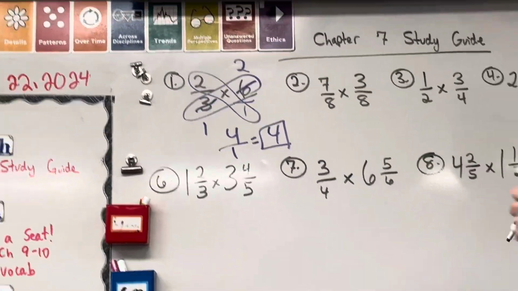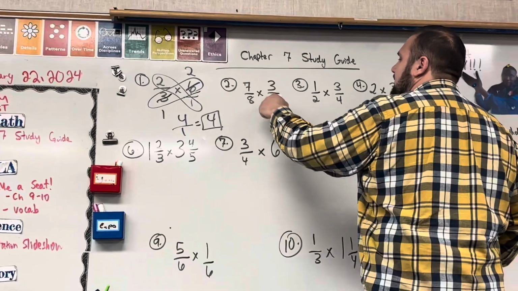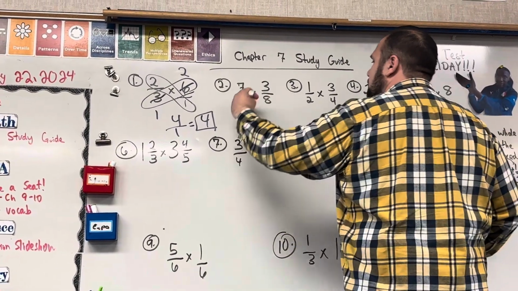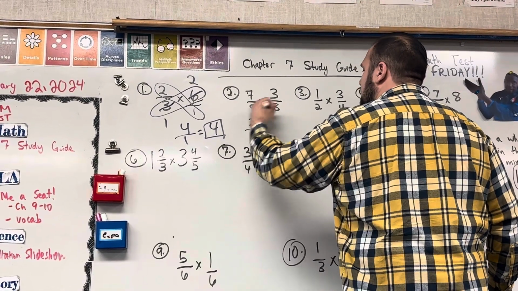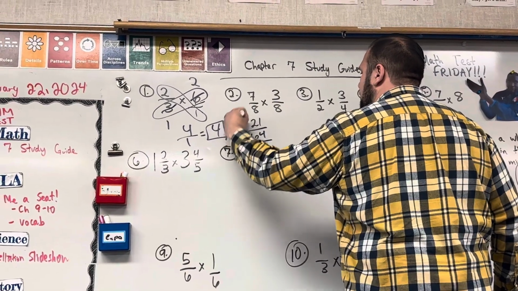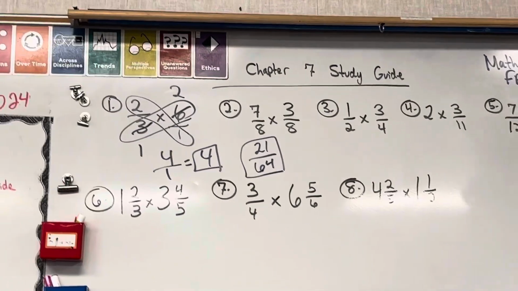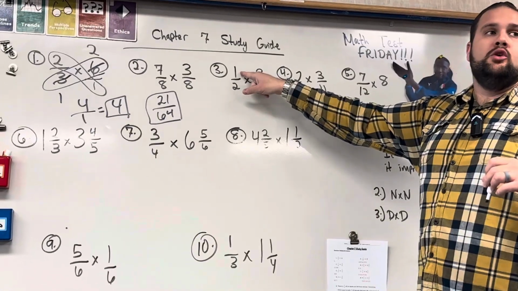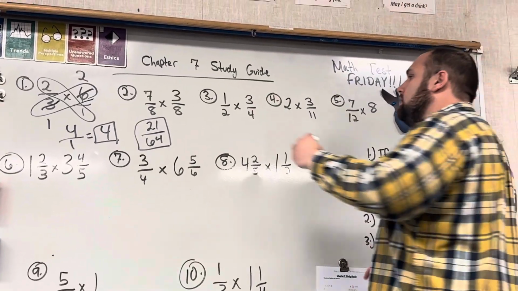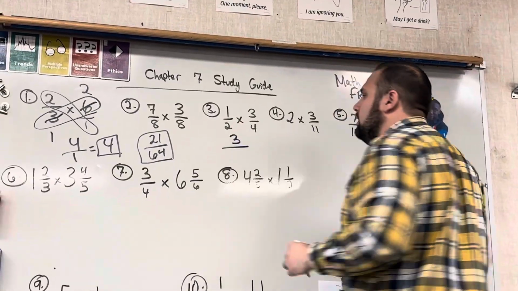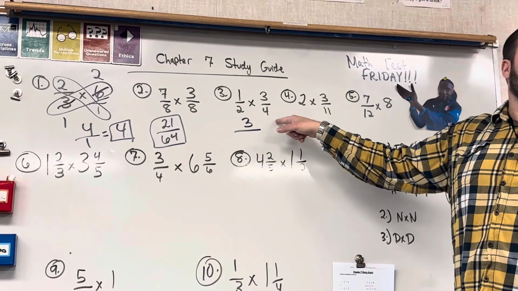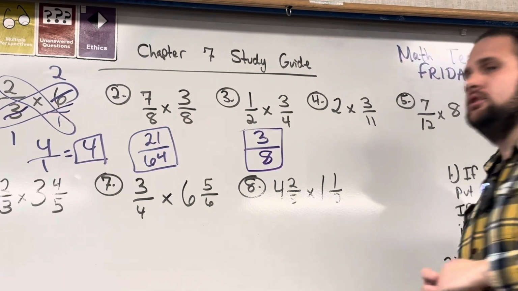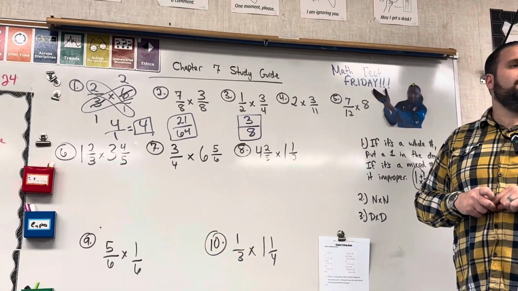Okay, number 2. I'm looking across. I can't take anything out of 7 and 8, or 3 and 8. So I just got to multiply. 7 times 3 is 21. 8 times 8 is 64. And that's it. All right, number 3. Same thing. Numerator times numerator. 1 times 3 is 3. Denominator times denominator. 2 times 4 is 8. 3 over 8 is my final answer. So you can see, most of these are not that difficult.